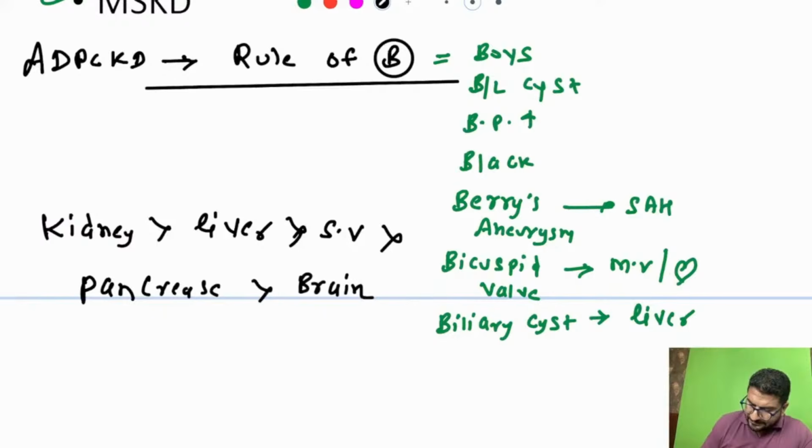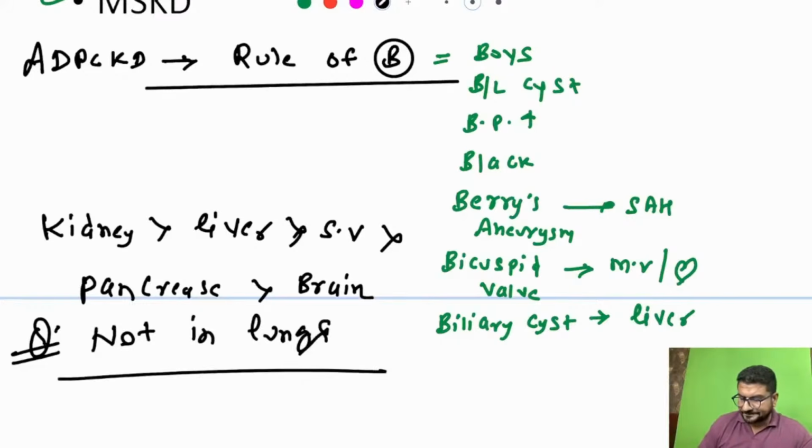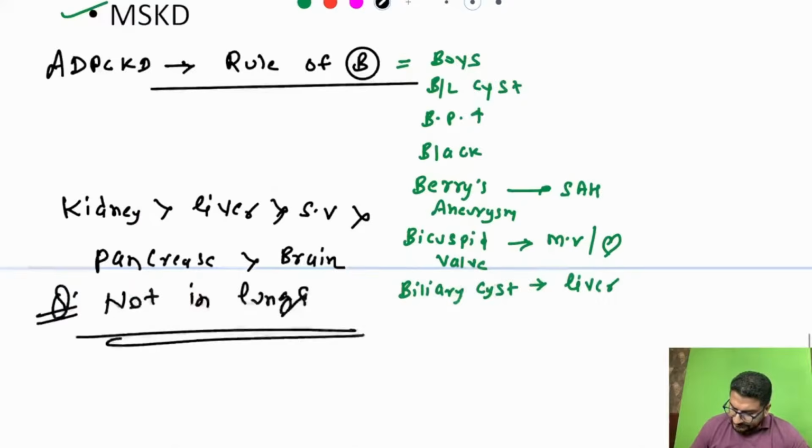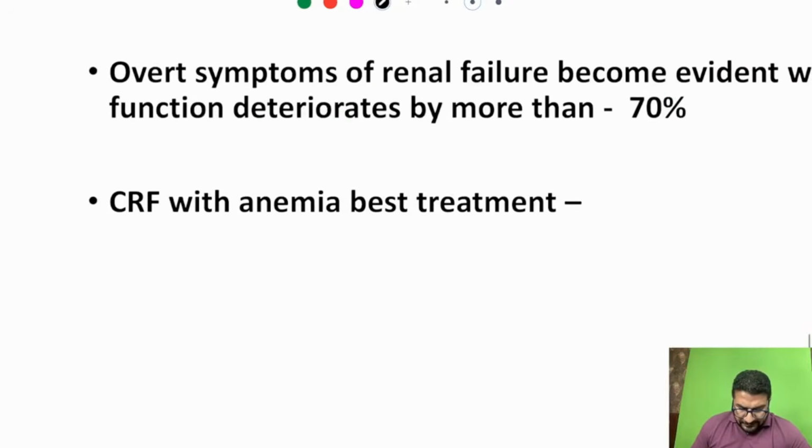Where do cysts not form? It's an MCQ that they ask in the exam. So the answer is lungs. You will not see cysts in the lungs. So this is something which you have to remember about ADPCKD. Clear? Am I clear? Move ahead. So this is about your PCKD. Now let's talk about CKD.